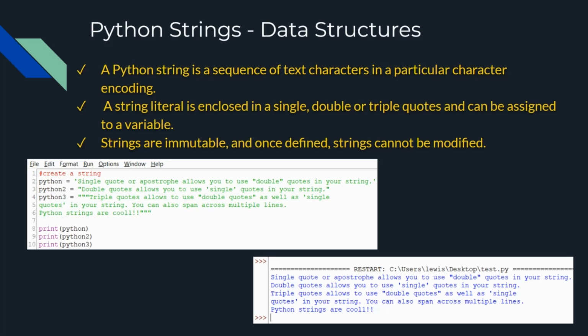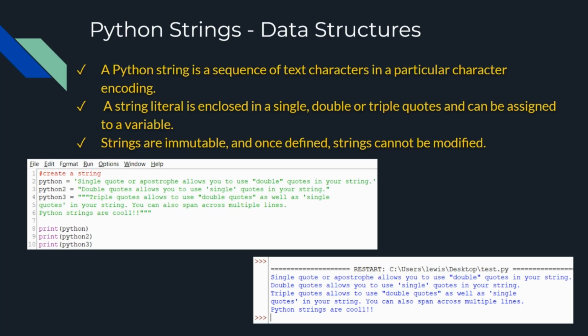Now let's begin. A Python string is a sequence of text characters in a particular character encoding. A string is a data structure that is similar to the array data structure in terms of representation and implementation. The difference is in strings, we store a sequence of characters which can include alphabets, numbers, spaces, and other special characters. Syntactically, a string literal is enclosed in single, double, or triple quotes and can be assigned to a variable. Strings are immutable, and once defined, strings cannot be modified.